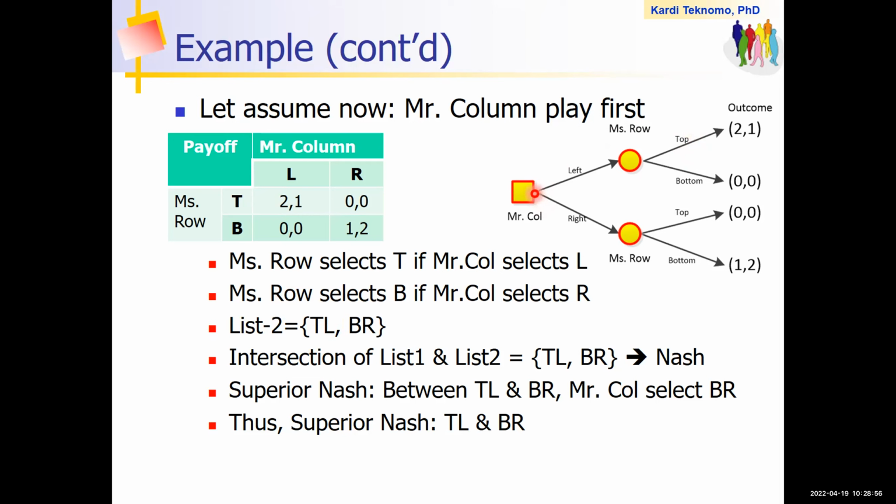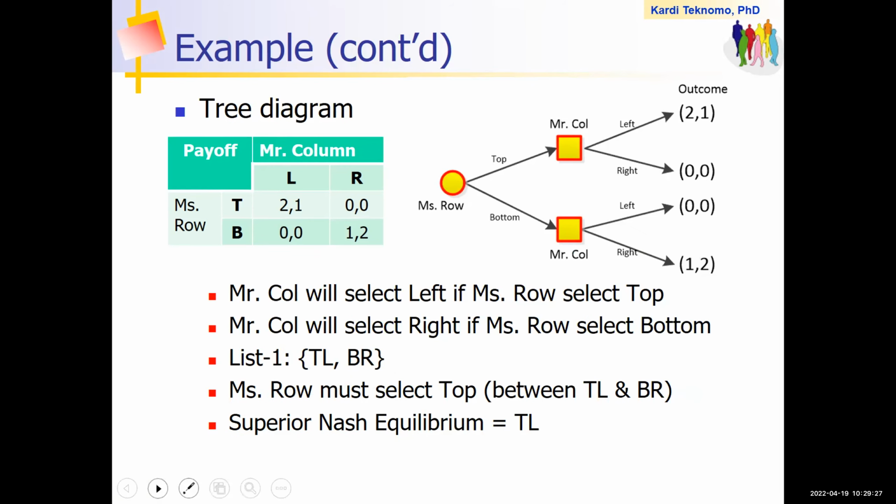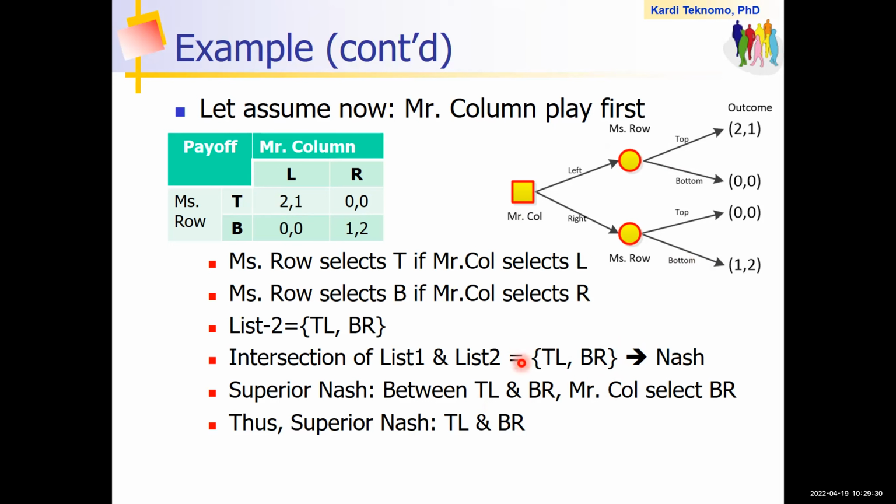Now, if Mr. Column selects right, what will Miss Row do? Comparing 0 and 1, Miss Row will select bottom. So then again we have an equilibrium here, bottom right. So we have TL and BR, right? Now the intersection of list 2 and list 1 from a while ago is again the same, TL and BR. So this is the Nash equilibrium. You have two Nash equilibria.